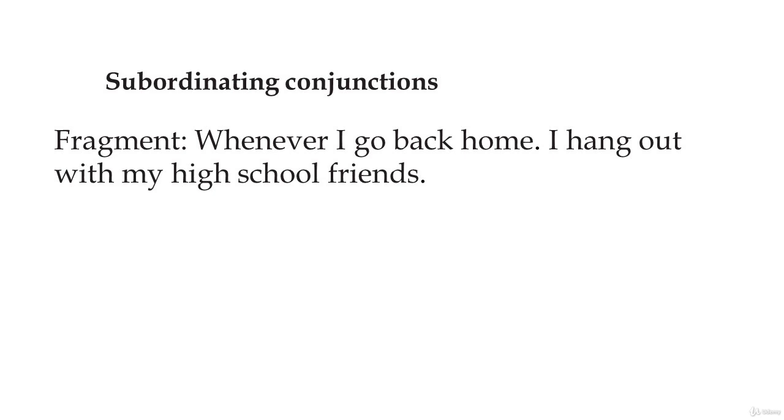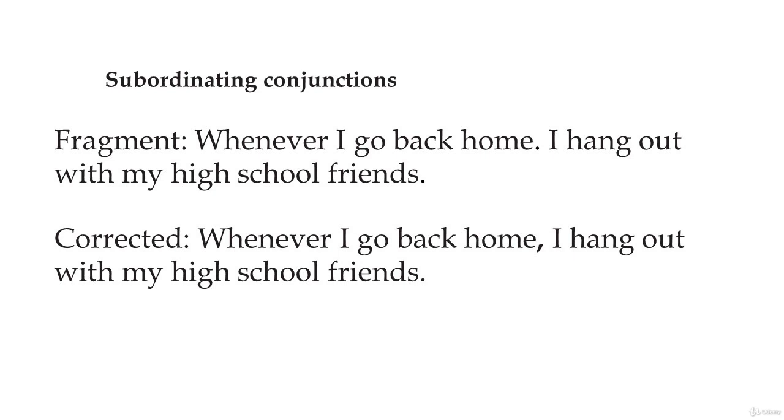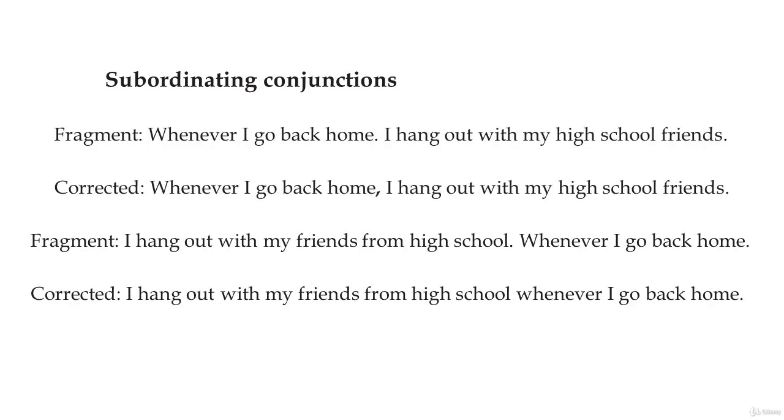If we take that first part, whenever I go back home, in isolation, that alone cannot stand as a sentence. And so we need to just combine that with the sentence that comes after that completes that thought that is begun with that subordinating conjunction or that dependent clause. Or you could rearrange the sentence completely and say, I hang out with my friends from high school whenever I go back home. And that would also be an acceptable fix.